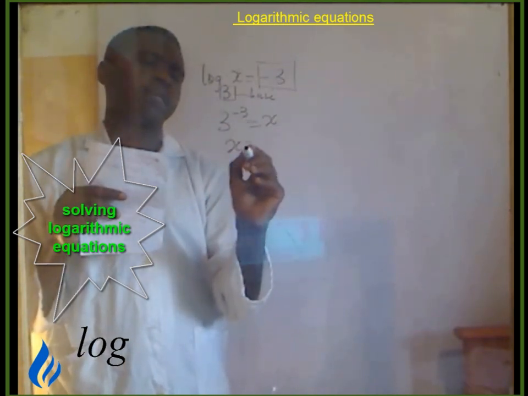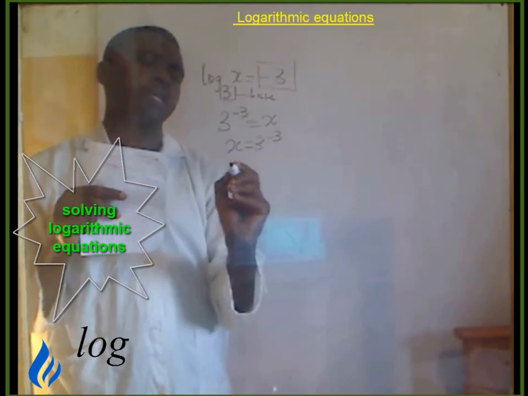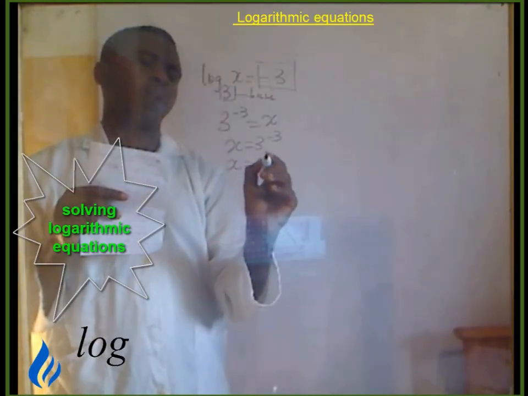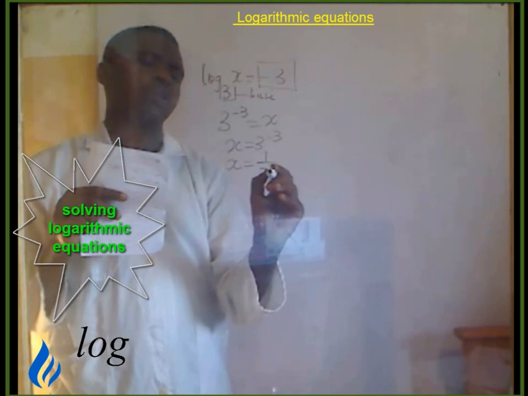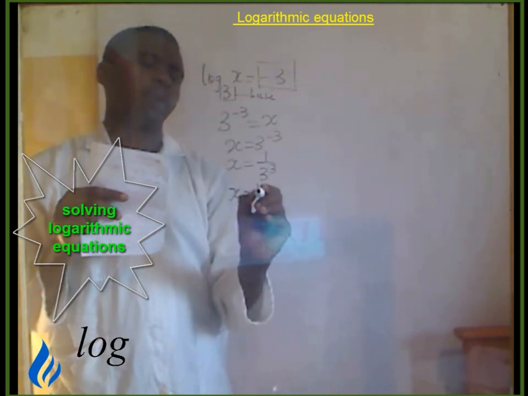So I'm saying that x equals 3 to the minus 3. x is equal to 1 all over 3 cubed. x is equal to 1 all over 27.